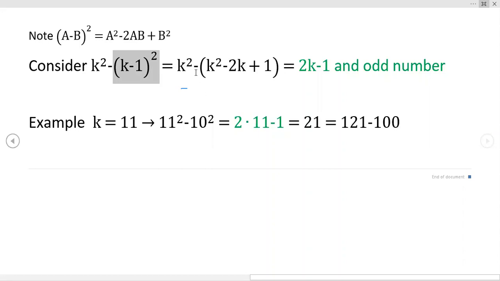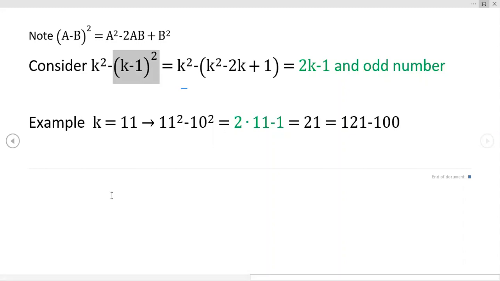But when you actually subtract these off, notice that the k squares go away, and then the minus 2k becomes a plus 2k, and then you got minus 1 here. Well, any odd number is an even number minus 1, right? Any odd number is an even number minus 1.